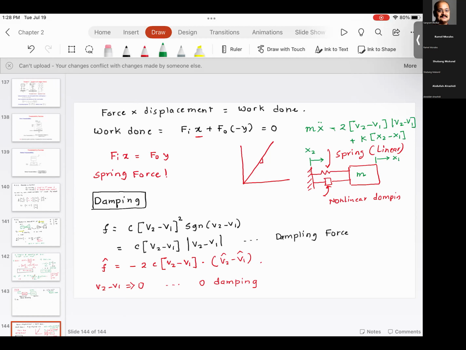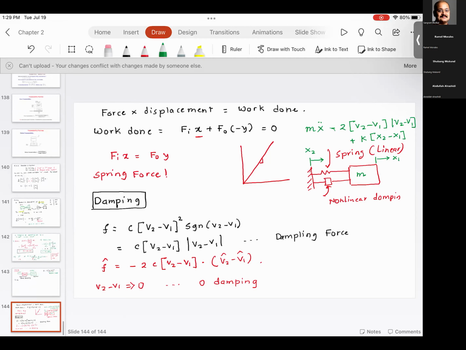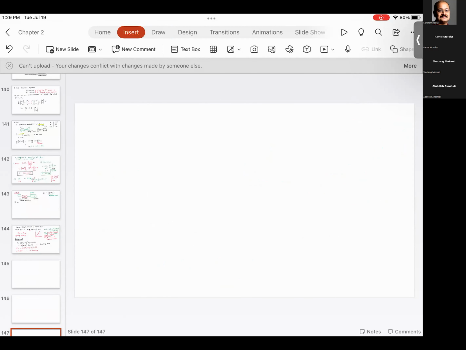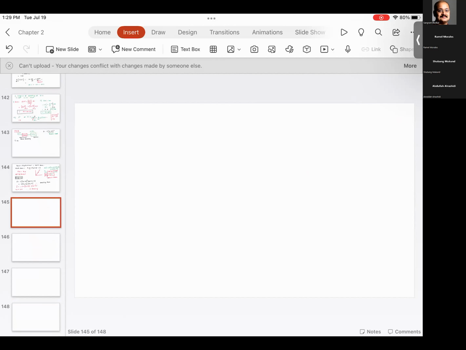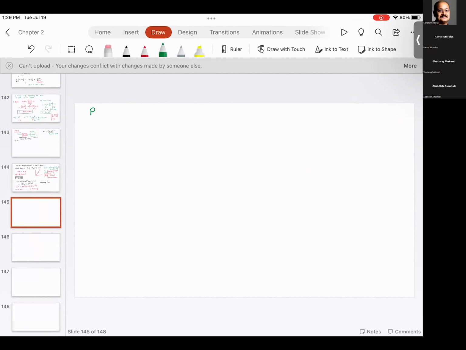Now with that, we are able to attack a slightly harder problem. So I'm going to work out the homework problem, which is problem 2.21. So in problem 2.21, what we have is an air circulation fan system.